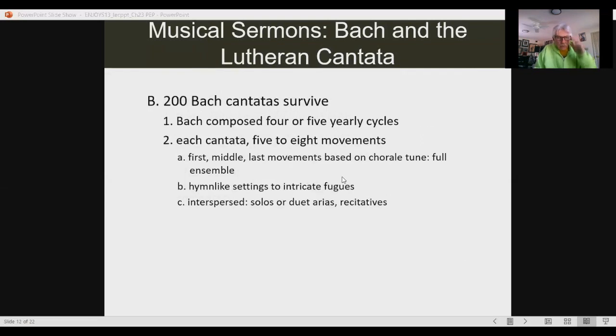So again, if you wrote one for each Sunday, that'd be 52, and there are some special days you'd have to write one also. So it's like 50 or 60 cantatas a year, and he wrote 4 or 5 cycles, which would be like 200, right? 5 times 50 would be 250. We only have 200. What happened to the other ones? We don't know. And each cantata has 5 to 8 movements, and it's based on a chorale.